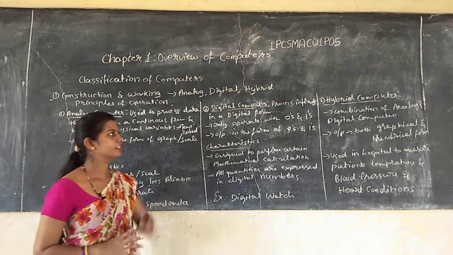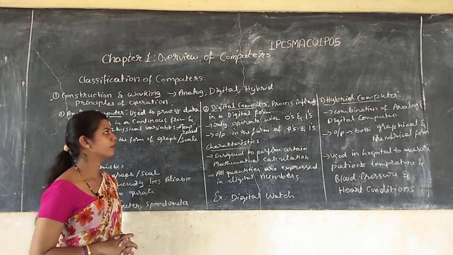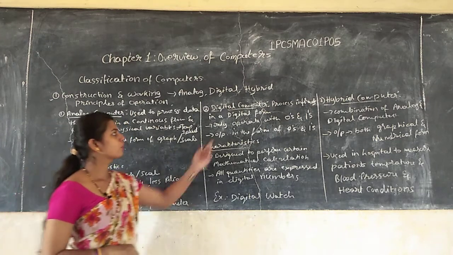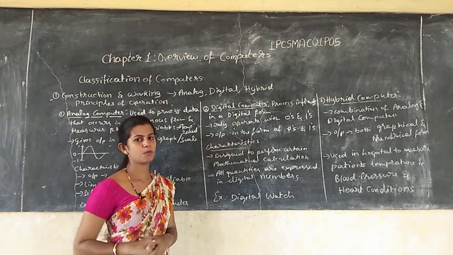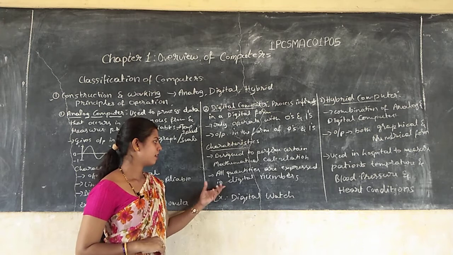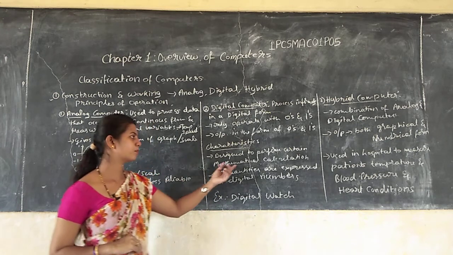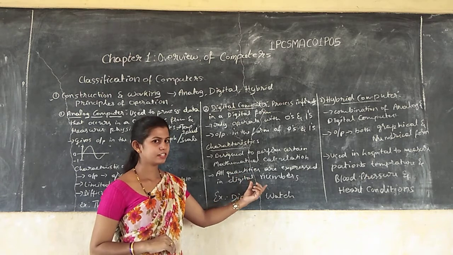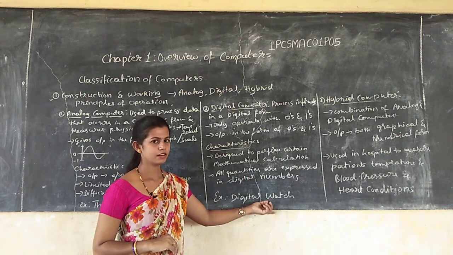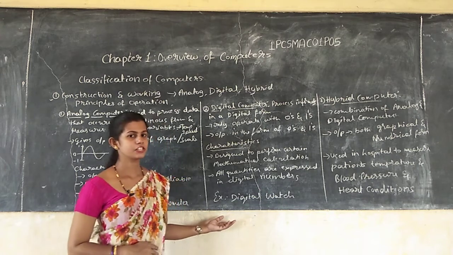And the digital computer processes information in a digital form, only operating with zeros and ones, and gives the output in the form of zeros and ones. It is designed to perform certain mathematical calculations, and all quantities are expressed in digital numbers. An example of this is a digital watch.